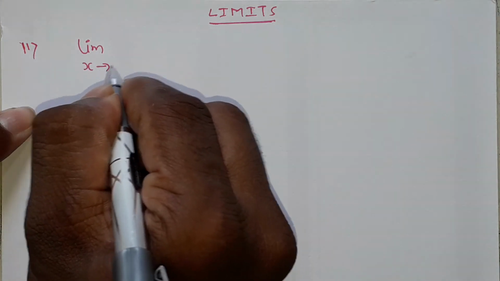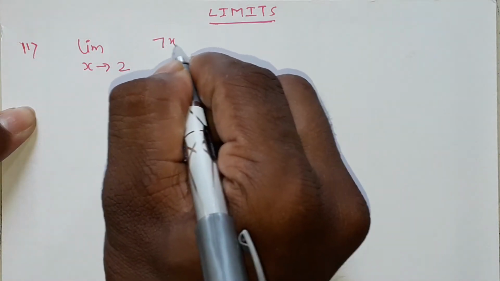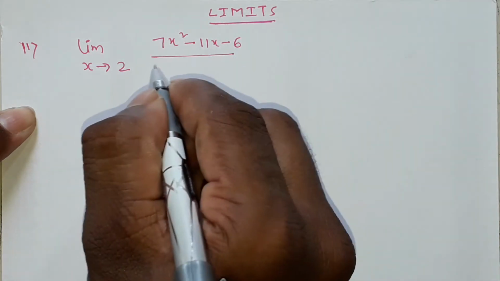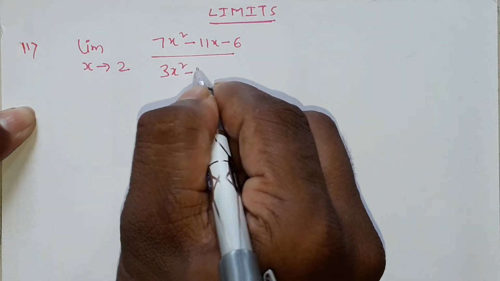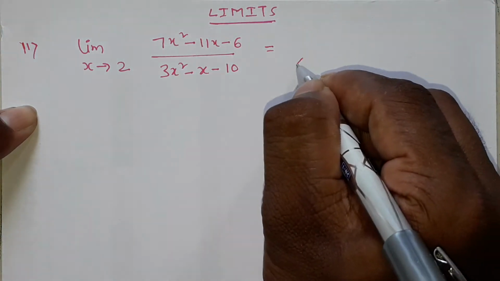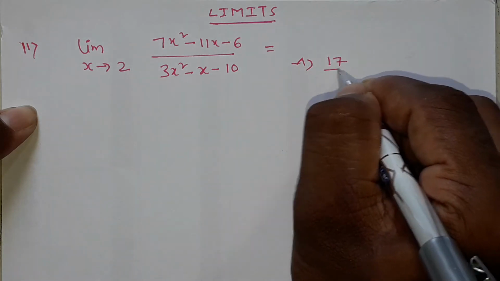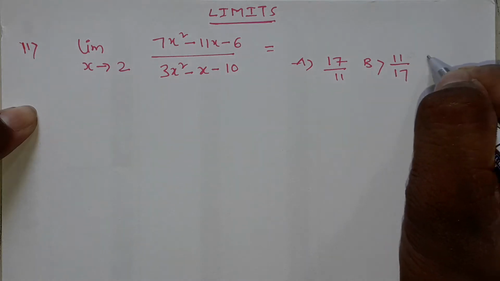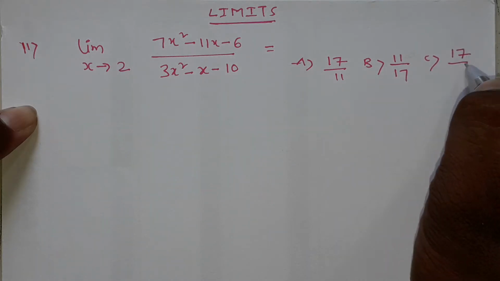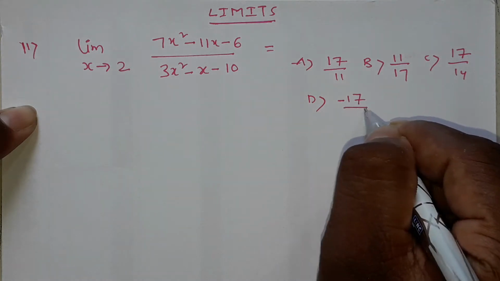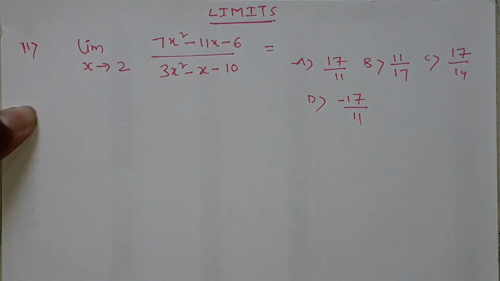Limit x extends to 2, (7x² minus 11x minus 6) by (3x² minus x minus 10) equal to? Option A is 17 by 11, option B is 7 by 17, option C is 17 by 14, option D is minus 17 by 11.